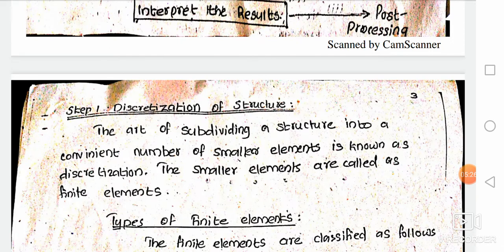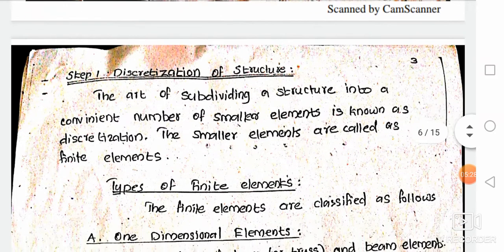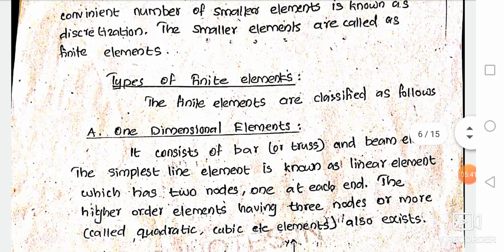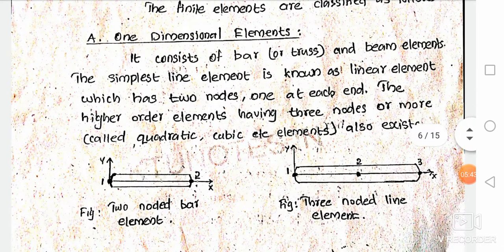Step 1 is discretization of structure. It is the art of subdividing a structure into a convenient number of smaller elements, known as discretization. The different types of elements are, first, the one-dimensional element. This is the example for a one-dimensional element. The first one is a two-noded bar element, that is, a bar that is divided into two nodes. The next figure is a bar element divided into three nodes.